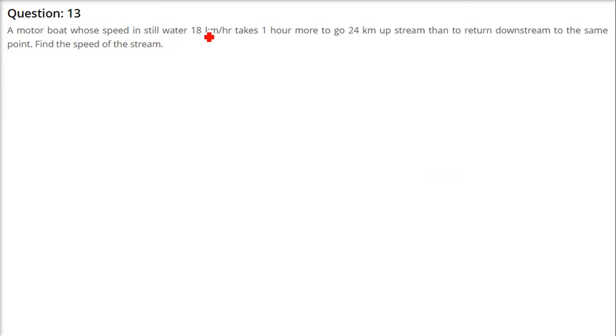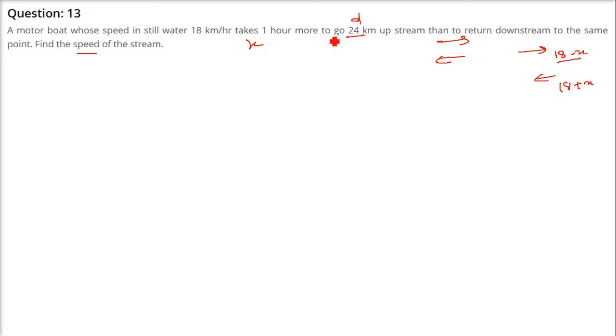A motorboat whose speed in still water is 18 km an hour takes 1 hour more to go 24 km upstream than to return to the same point downstream. Now the distance is again the same for both cases. If we assume the speed of the stream as x, then upstream the speed will be 18 minus x, because the stream is against the movement of the boat. Downstream it will be 18 plus x, because x facilitates the downward direction.